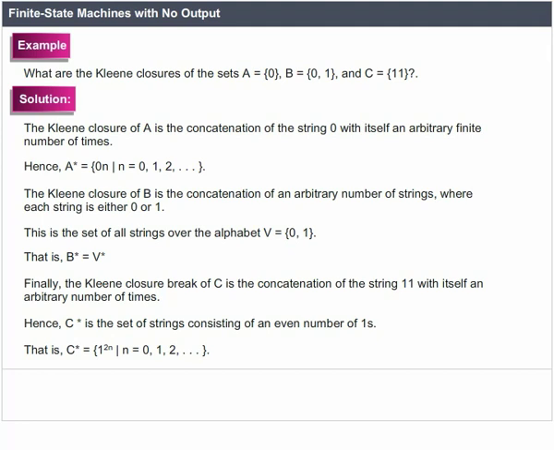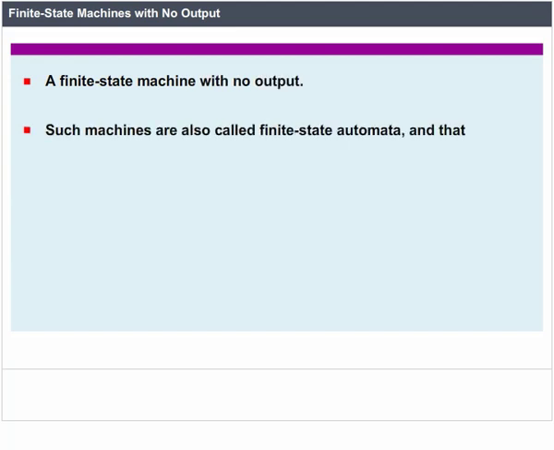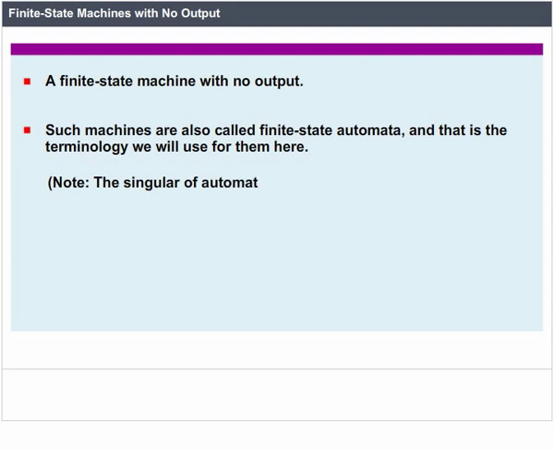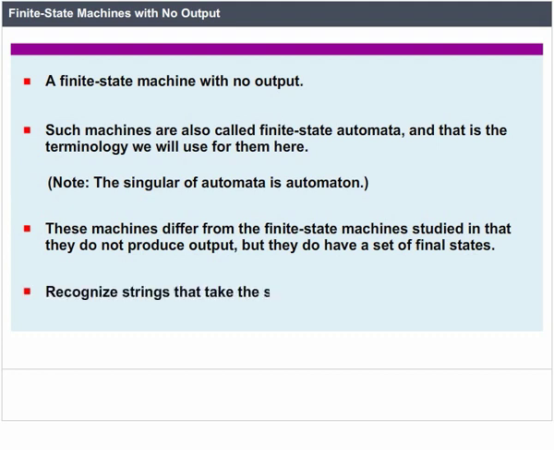Finite state machines with no output. Such machines are also called finite state automata, and that is the terminology we will use for them here. Note, the singular of automata is automaton. These machines differ from the finite state machines studied earlier in that they do not produce output, but they do have a set of final states. They recognize strings that take the starting state to a final state.